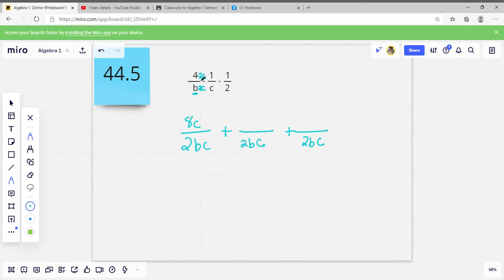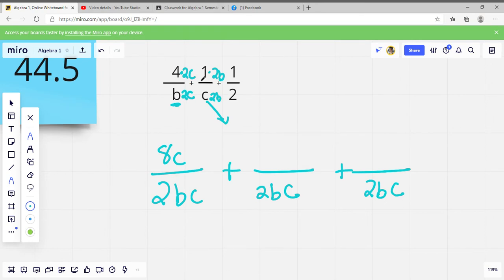All right, on the second one, I'm trying to get 2bc. I've already got the c, so I've got to multiply times 2b. So up here, I have to multiply times 2b. 2b times 1 would just be 2b.